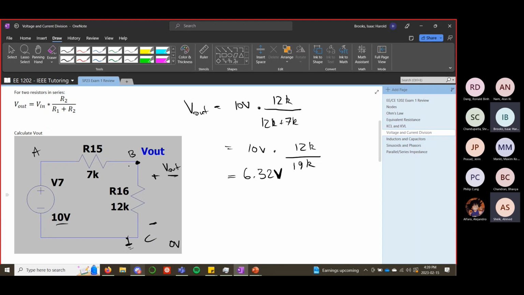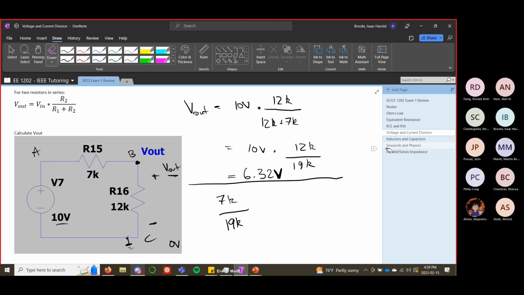What voltage division is really saying is that voltage drops proportionally across resistors in series. So if we ignore everything that we did before, the voltage drop across the first resistor is basically R1 over the entire resistance, which in this case is, let's just use the numbers, 7K over 19K, the total resistance. This is some proportion. Because we're putting a resistor over the entire resistance, this is always going to be less than one, no matter which resistor we choose. And we're multiplying that by the total voltage of 10 volts.